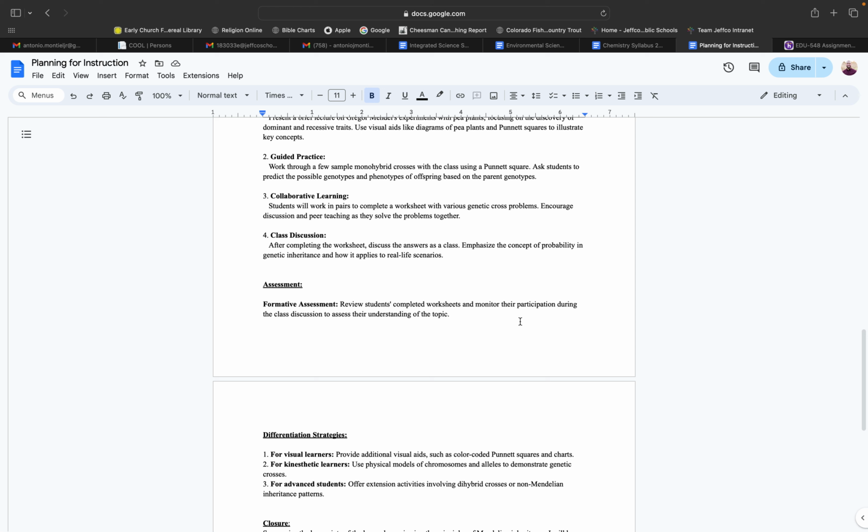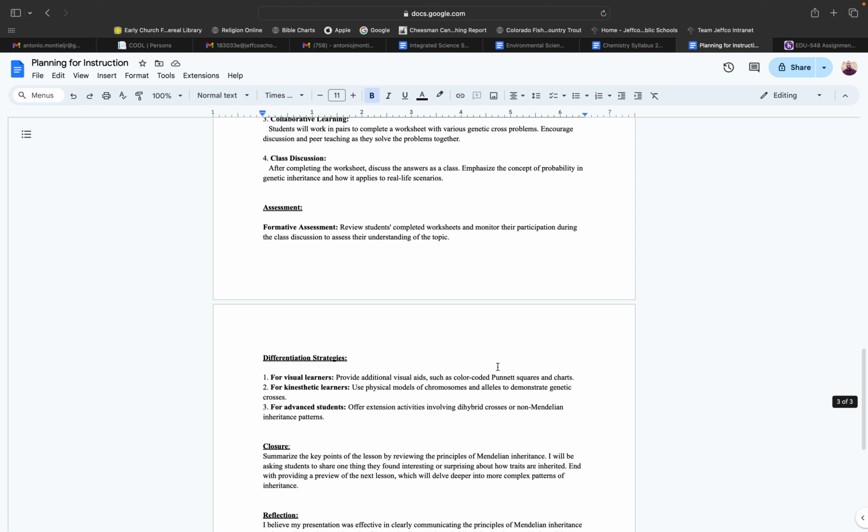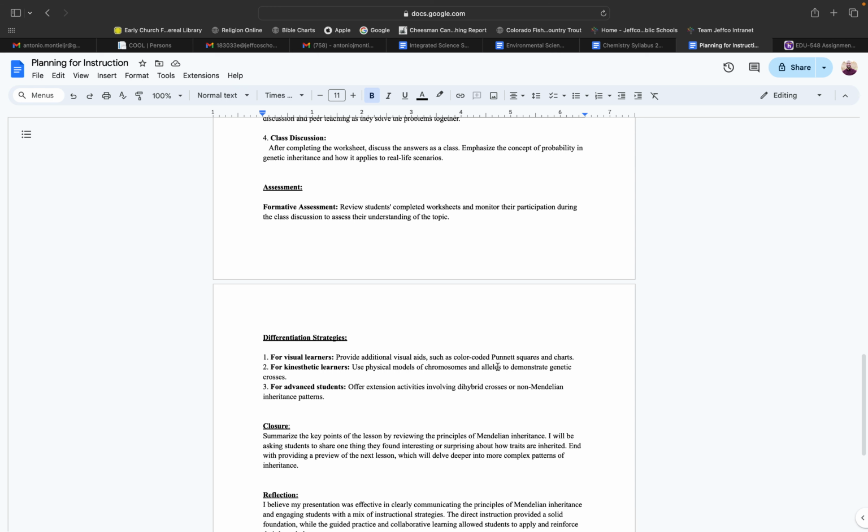After completing that worksheet, we discuss the answers as a class. I'll have kids come up to the front of the classroom and do them in front of everybody, and so on. Then we emphasize the concept of probability and genetic inheritance and how it applies to real-life scenarios. This will then tie into disorders, genetic variations, genetic mutations, and so on.